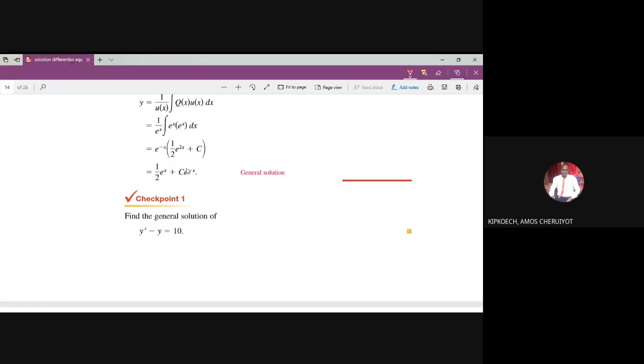Are you getting it? Because we were multiplying by a factor of e to the negative x, you multiply the constant as well. So you will end up having half e raised to x plus c, times e raised to negative x. You open the bracket, and when the bases are the same, you add the powers, so it becomes plus 2x.